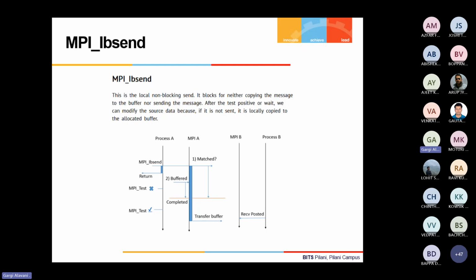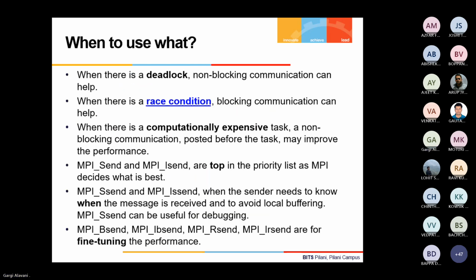So there is another option, which is MPI IB send, which is again a non-blocking send, where it blocks for neither copying the message to the buffer nor sending the message. Once you test it positive or wait, you can then modify the source data. Once it's sent, it can immediately start doing some other task.